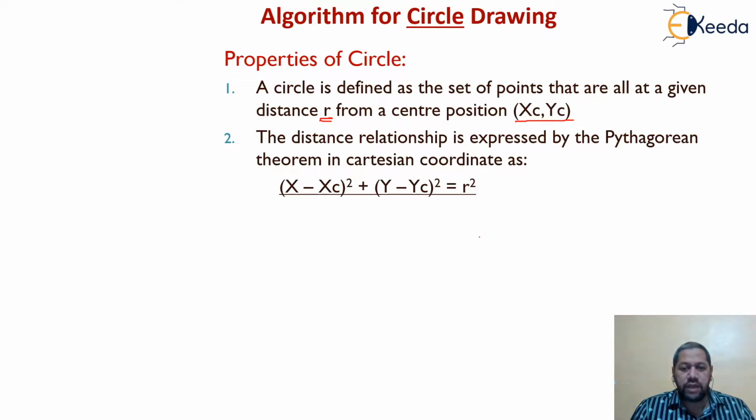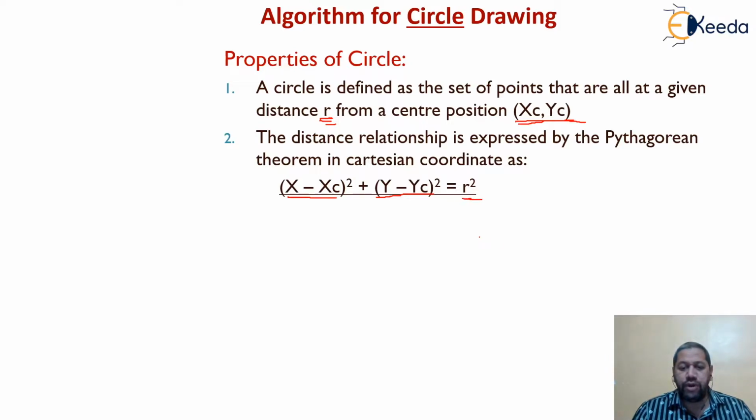Now the distance relationship is expressed by the Pythagorean theorem in Cartesian coordinates. So what is the expression we are using for the equation of the circle? xc and yc are the center of the circle and r is the radius of the circle. So the general equation is x square plus y square is equal to r square. But we are considering it with respect to the center of the circle, so we use (x minus xc) square plus (y minus yc) square is equal to r square.